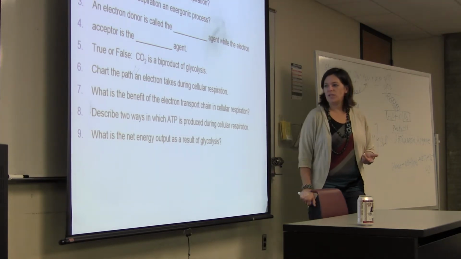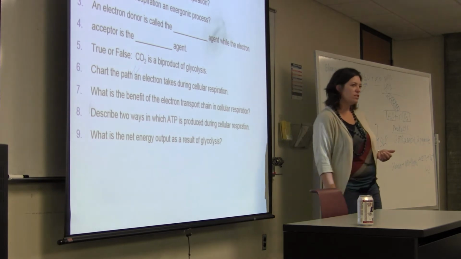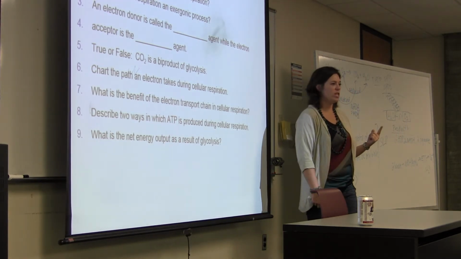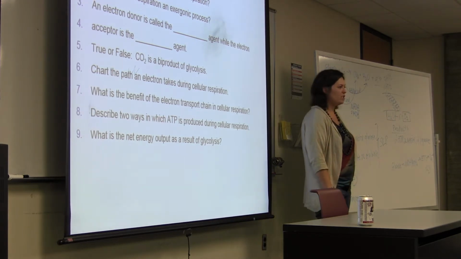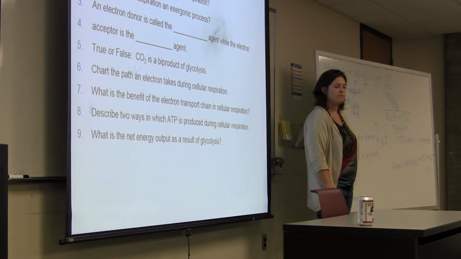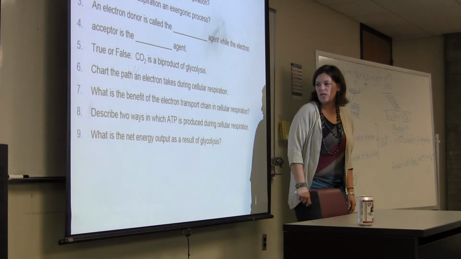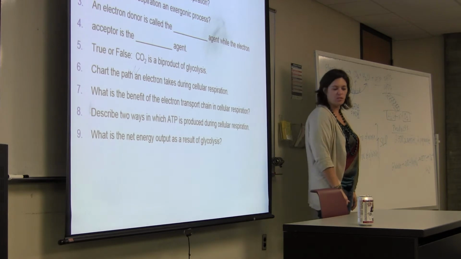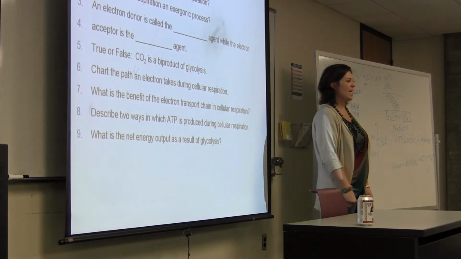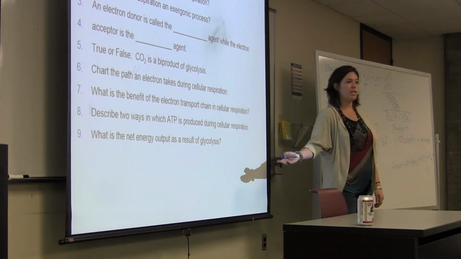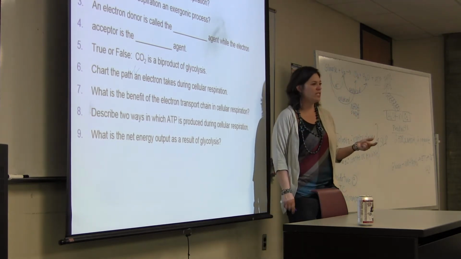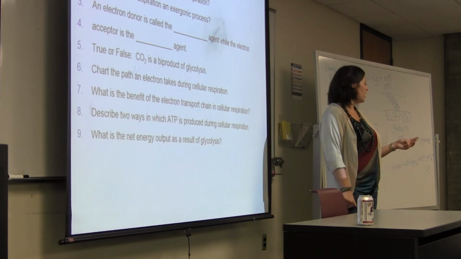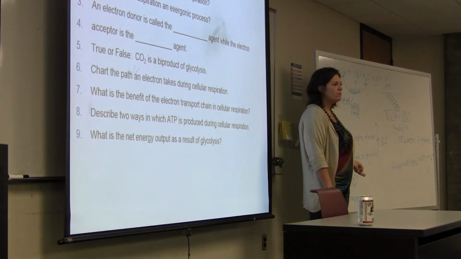All right, describe two ways in which ATP is produced. The first way is going to be substrate level phosphorylation. And then the second way is going to be oxidative phosphorylation, which we haven't talked about, but we'll get to that on Thursday. And then finally, what is the net energy output as a result of glycolysis? So it's basically asking how many energy molecules are you making? You're making 2. So glycolysis is always going to produce 2 ATP, 2 pyruvate, and 2 NADH.